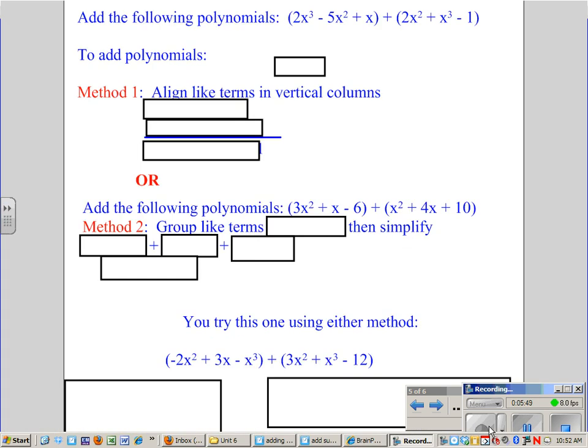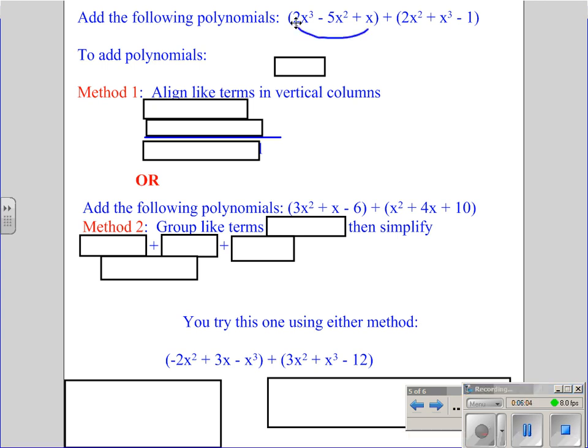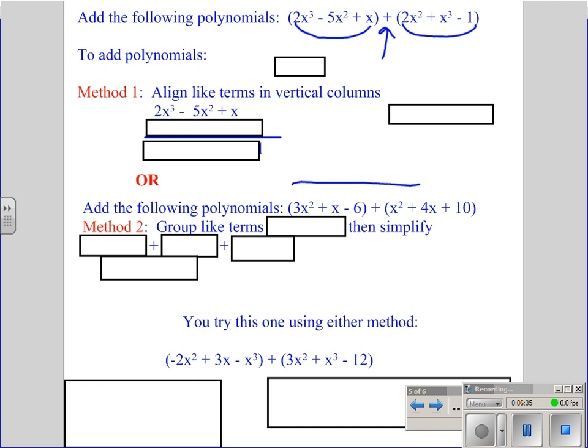We're going to look at 2 different methods for adding and subtracting polynomials. One way is to align like terms in vertical columns. In this case, we have 2 expressions being added together. This might be a good way to make sure you remember all of the steps. You start with the first expression: 2x cubed minus 5x squared plus x. The next step is to take the terms from your second expression and line up like terms vertically.